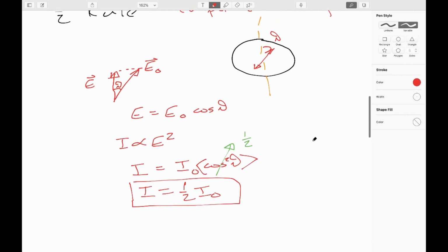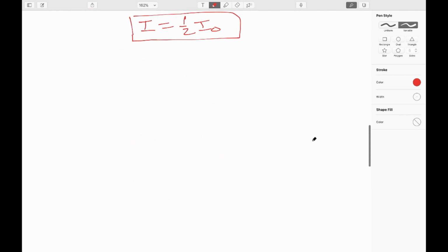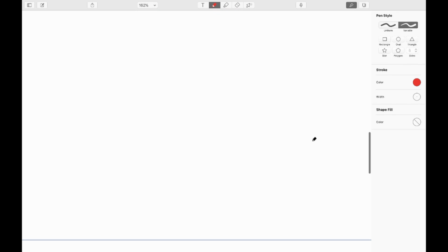What if the light is already polarized? Let's say it's already passed through a polarizer. What would be the case then? Well, in that case, what will come into play is what's called Malus's law.